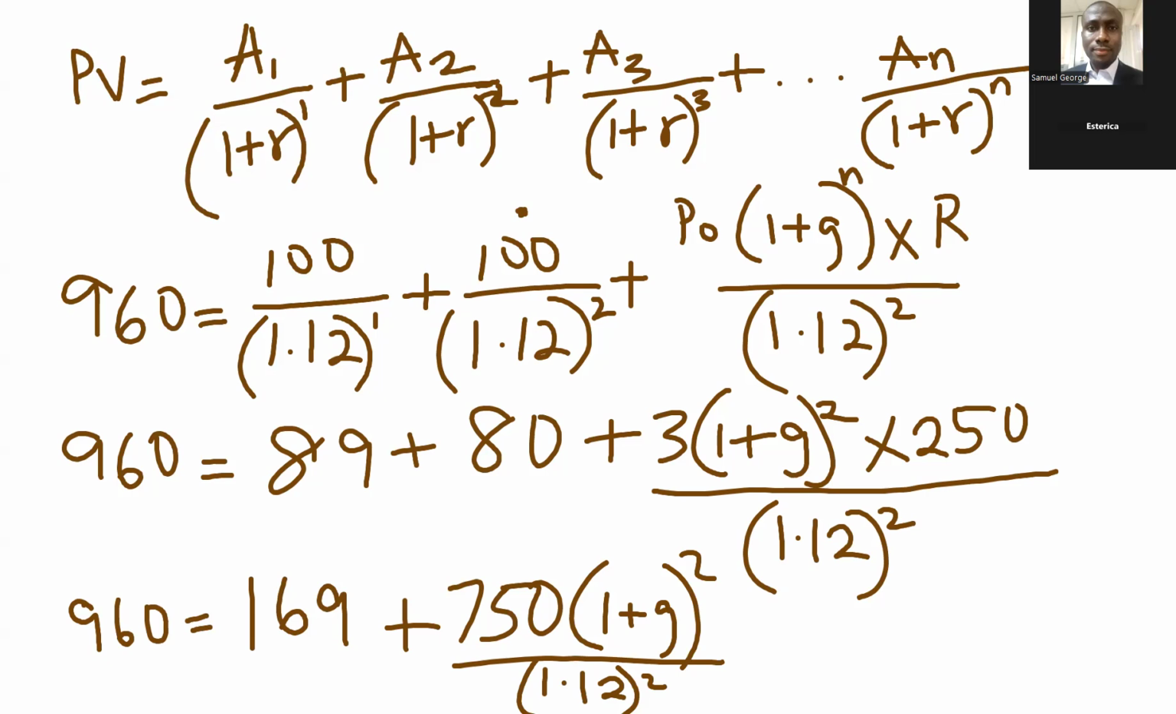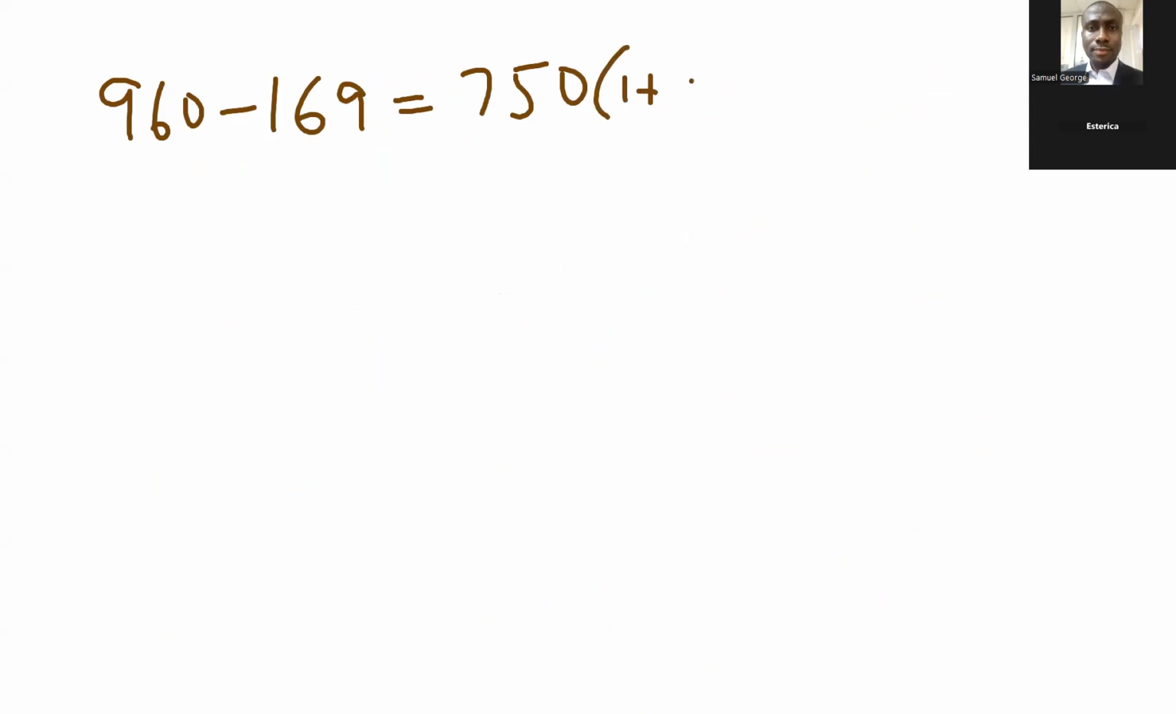169. We'll cross to the other side. It will be 960 minus 169, which is equal to 750. 1 plus G raised to power 2 divided by 1.12 raised to power 2.